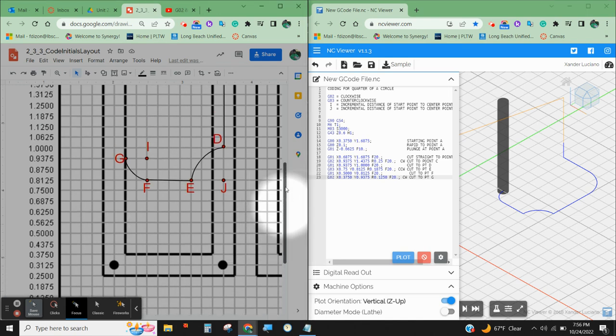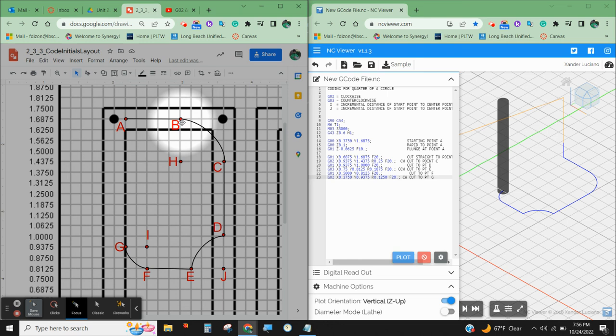Again, there are some rules you have to follow. The curve is a quarter of a circle, so that means your starting point and ending point are the same distance to the center, and it only works in that fashion. Now, if you're going to do a half circle, then you would plot it twice. G02 from B to C, and then another G02 from C to the next point, let's say D. Okay, so that will be like a half circle. All right, and that's it. Thank you.